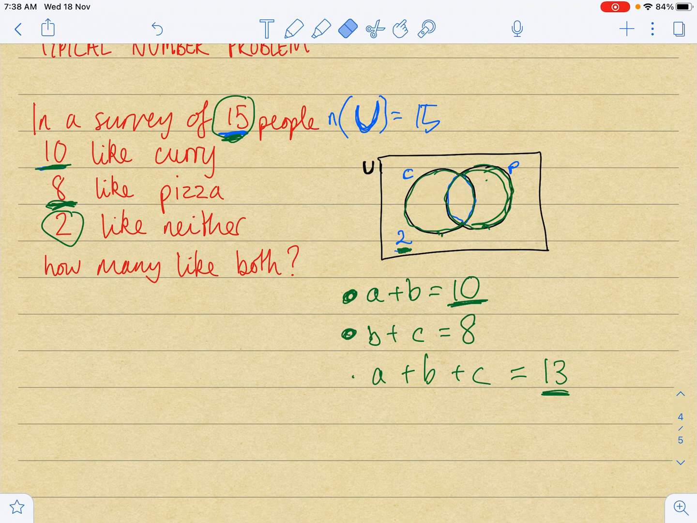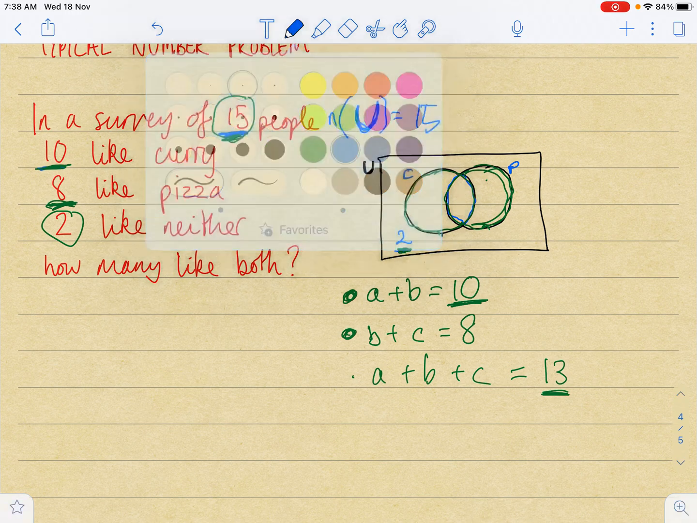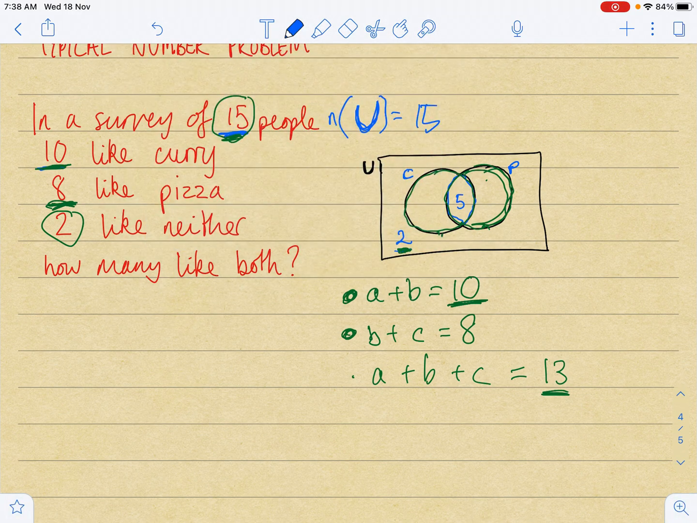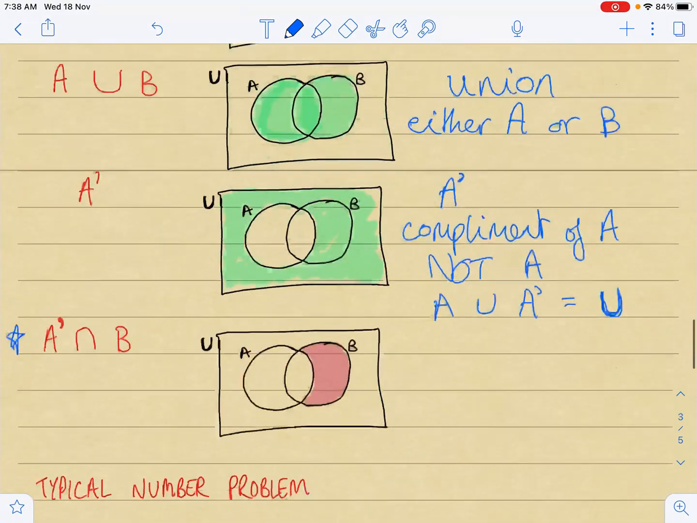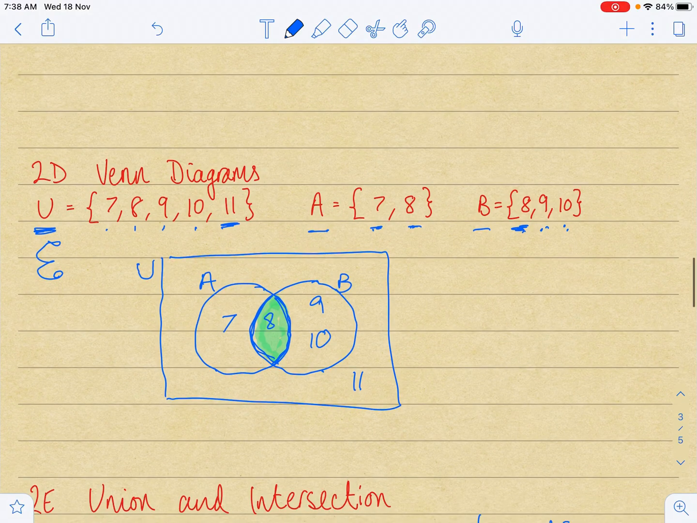Let's just tidy this up and finish it off properly. So what I found out was that 5 went in the middle, 3 here and 5 here. And you can always just check your answer at the end, make sure it all adds up to 15. 2 plus 5 plus 5 plus 3, I believe that is indeed 15. Okay, that's a very quick talk about Venn diagrams.